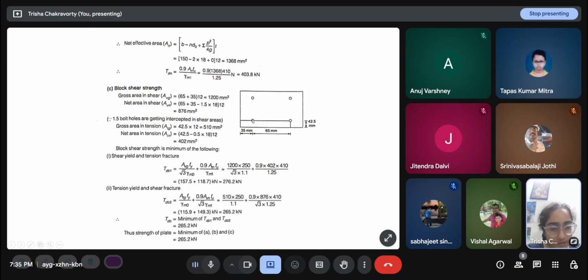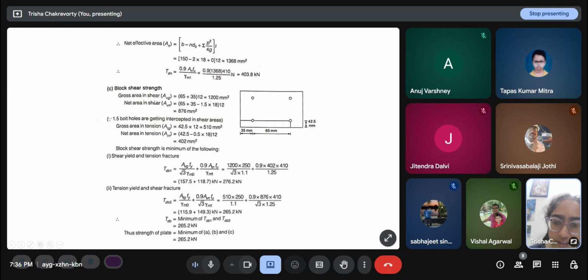So this line is 35 plus 65 minus the bolt holes, we'll talk about that later, into the thickness. The thickness is into the plane, so that is 12. So 35 plus 65, then I subtract the bolt holes because there is 18 here and 9 from here. So 65 plus 35 minus 1.5 into 18, this is the net length, and I multiply it with 12, which is the thickness. That is the net area in shear, which is 876.